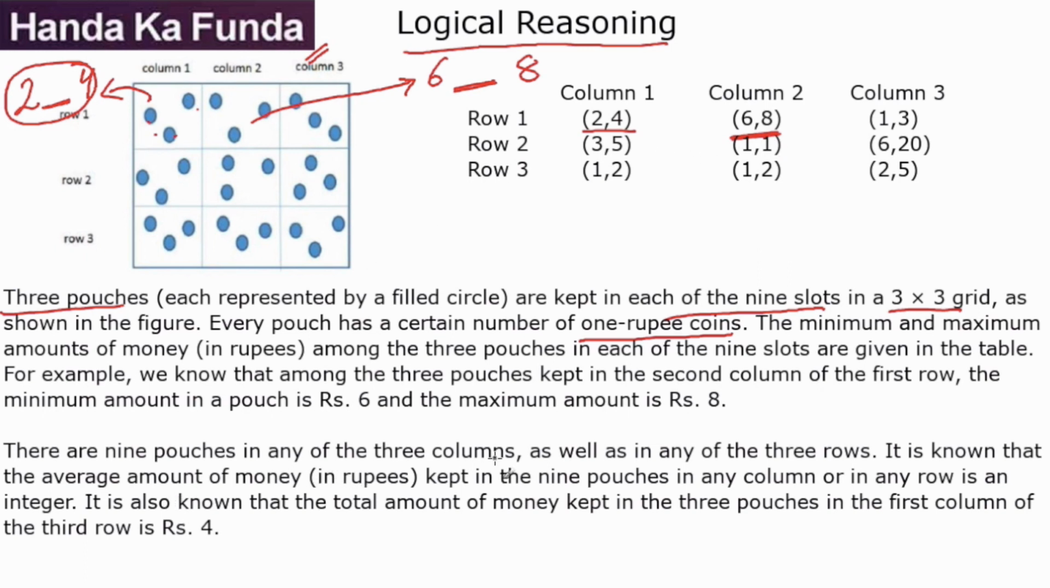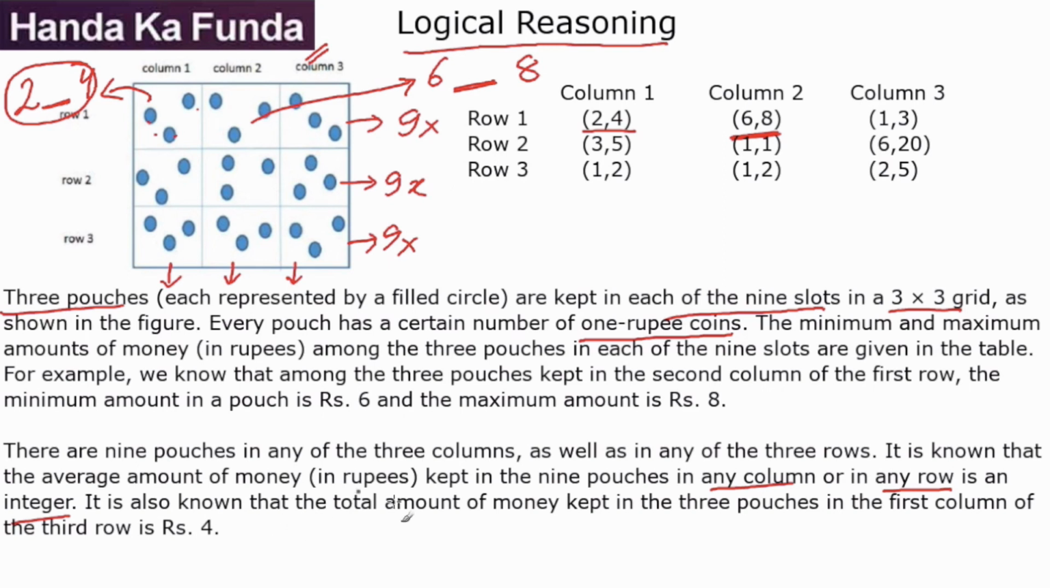There are 9 pouches in any of the 3 columns as well as in any of the 3 rows. It is known that the average amount of money in rupees kept in the 9 pouches in any column or in any row is an integer, which means that if you add all of these values up, the total will be a multiple of 9. And not just this row, all rows will have a multiple of 9, all columns will also have a multiple of 9.